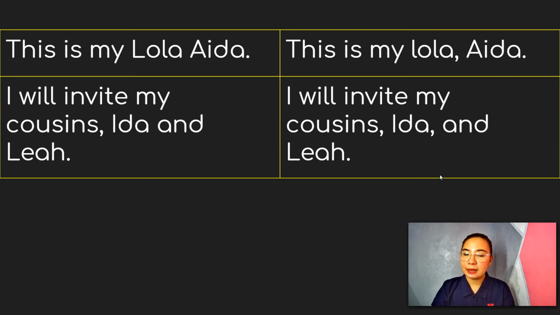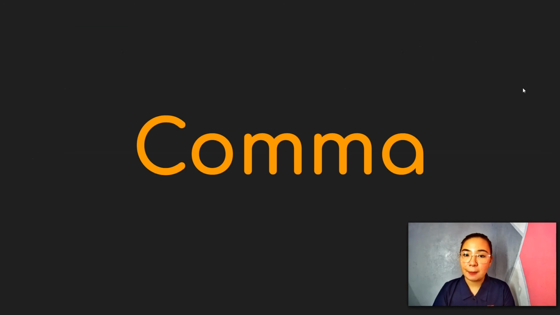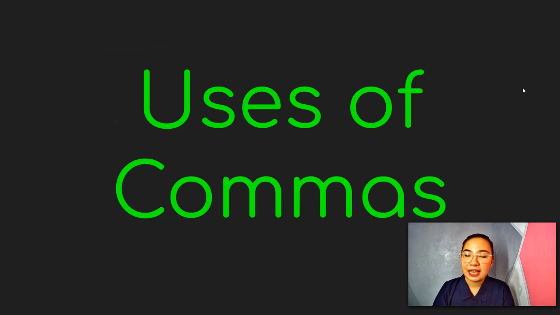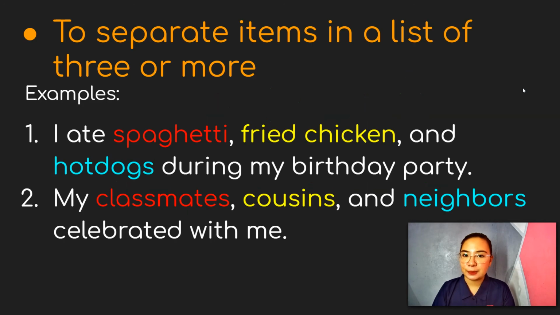Now, what can you notice about these sentences right here? Yes, on this side, there are some commas that are added because for today, our topic is all about comma. Now, you write a comma like this. Comma is very important because if you put commas incorrectly in sentences, the meaning of the sentence can change. Now let's talk about the different uses of commas. Let's begin with this one.